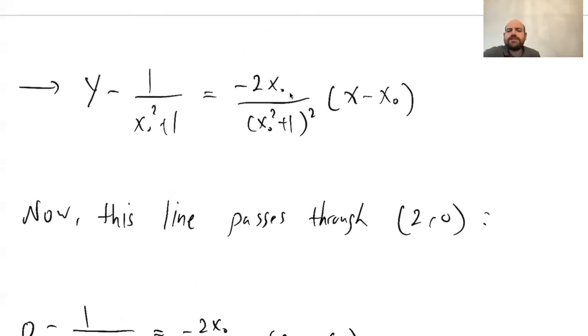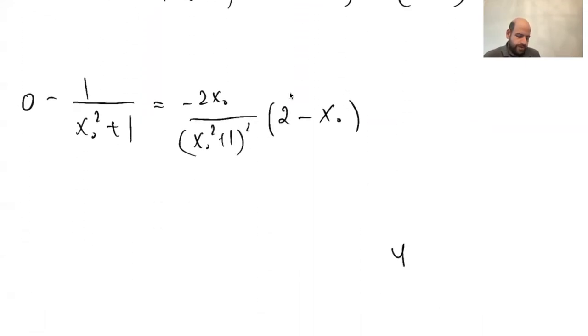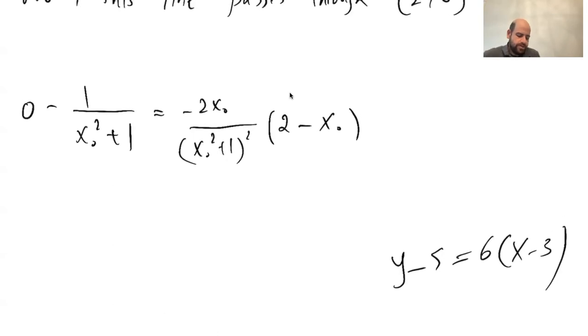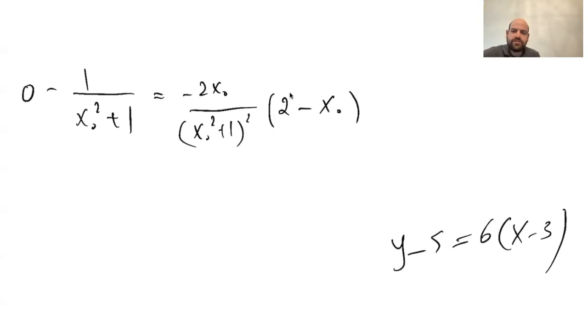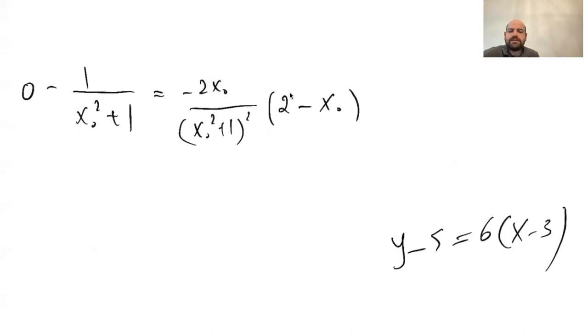See, x0 is a constant, right? So for example, let's say y minus 5 equals 6 times x minus 3. How do you check whether this line passes through the point 2 and 0? Yes or no? Well, I have to replace x with 2 and y with 0. If the equality holds, then that means the line passes through 2 and 0. If the equality does not hold, that means the line does not pass through the point 2 and 0, right? So this is the way that I can check whether a line passes through a particular point or not.